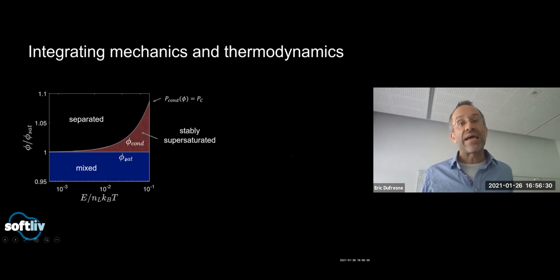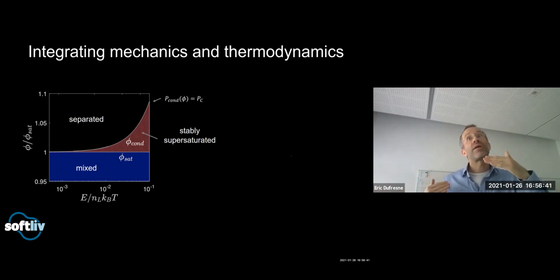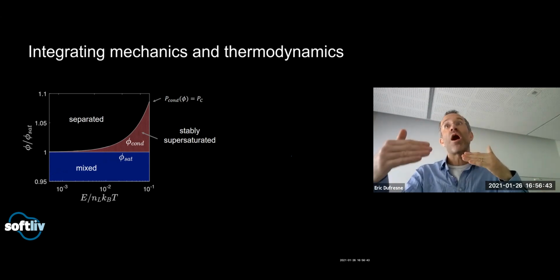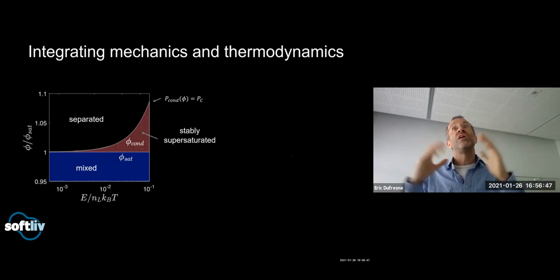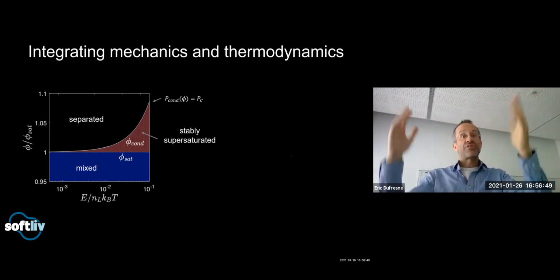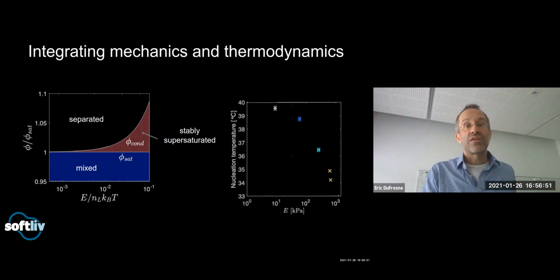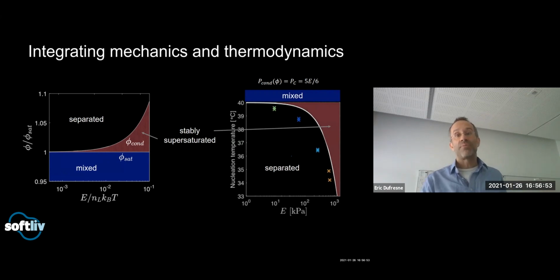But if you have finite elasticity, what our thermodynamic analysis is telling us is there's this region of the phase diagram that we're calling stably supersaturated, where you couldn't put any more monomer in if you wanted to, but it can't phase separate because it doesn't have enough pressure to overcome this cavitation instability. And this actually does a pretty good job in describing our data.